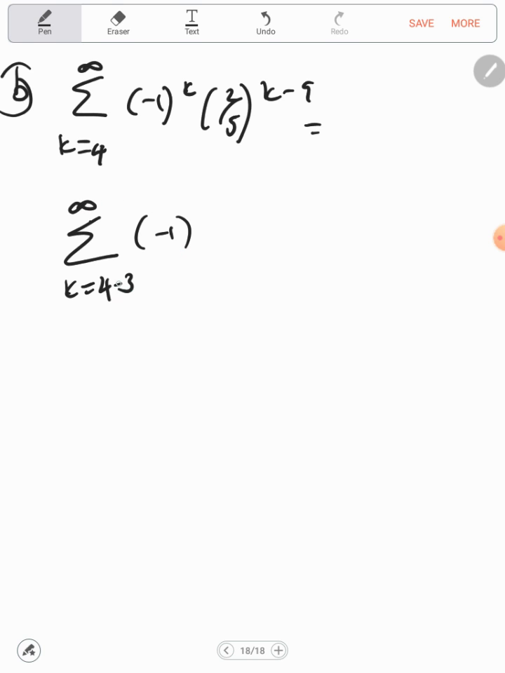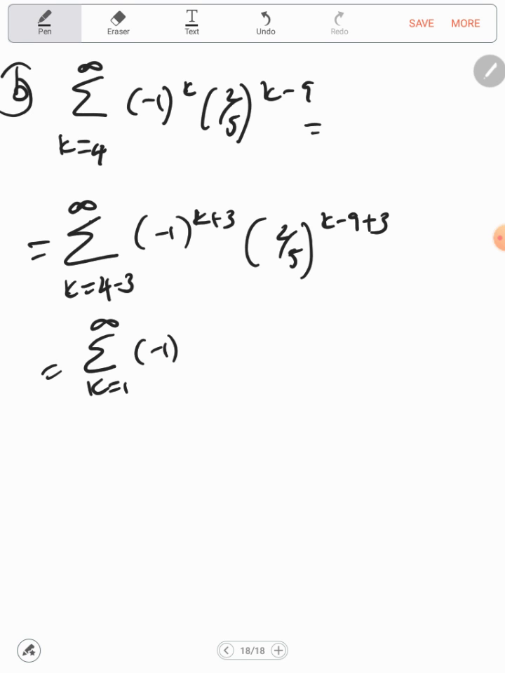Wherever there's k, if we're subtracting here, inside here we're going to add, so k plus 3, 2/5, k minus 9 plus 3. So this will now give us k equals 1 to infinity, minus 1 to the power k plus 3 and 2 over 5 to the power k minus 6. Okay, so we have taken the first part where our geometric series has to begin from 1. Then next we have to have a term that is raised to k minus 1.